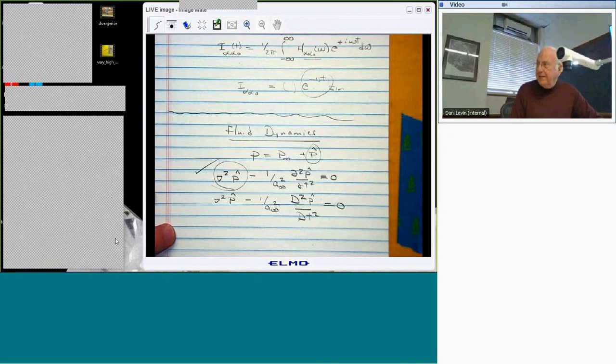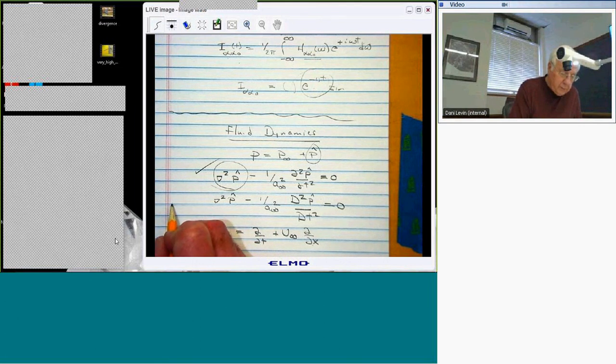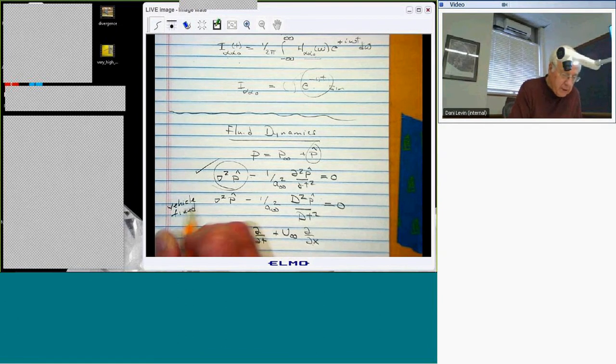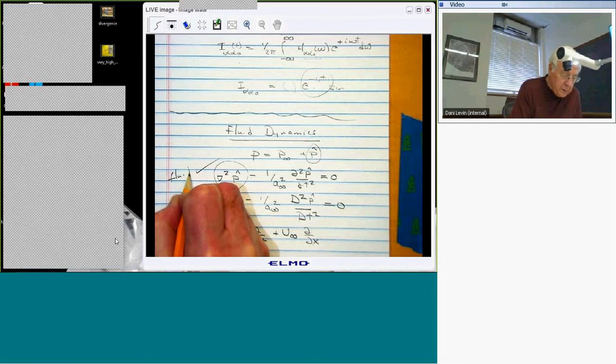Capital D is usually called the substantial or convective time derivative. It's the ordinary time derivative plus u infinity, that's the speed at which the airplane is moving, times d/dx, where x is the coordinate in the direction in which the airplane is moving, right? We align the x direction with the overall movement of the airplane. So this is a vehicle fixed coordinate system, and this is the fluid fixed coordinate system.